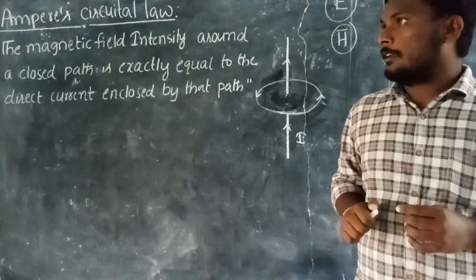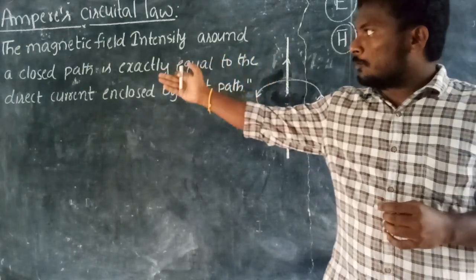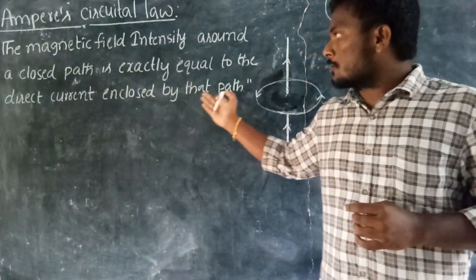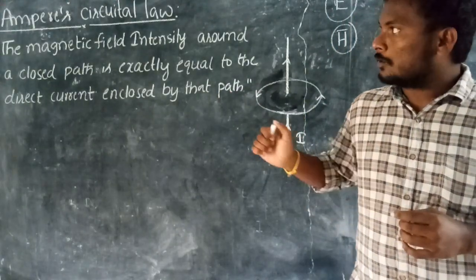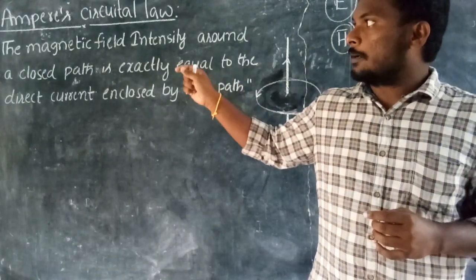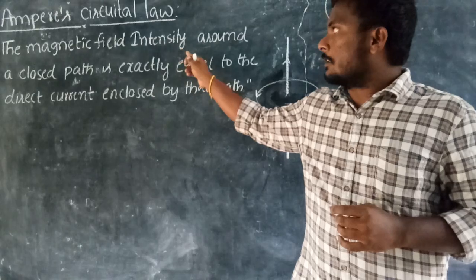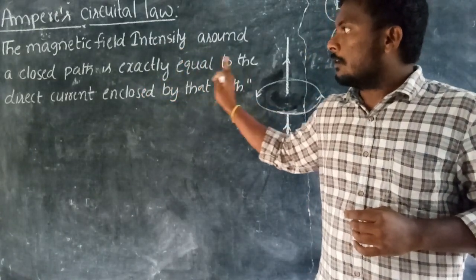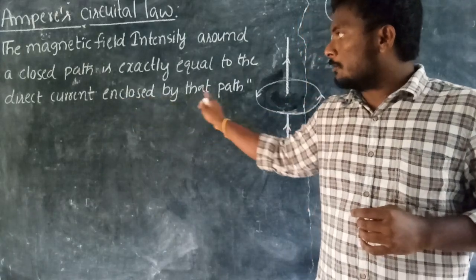Magnetic field intensity around a closed path is exactly equal to the direct current enclosed by that path. So once again I am reading the statement. The magnetic field intensity around a closed path is exactly equal to the direct current enclosed by that path.